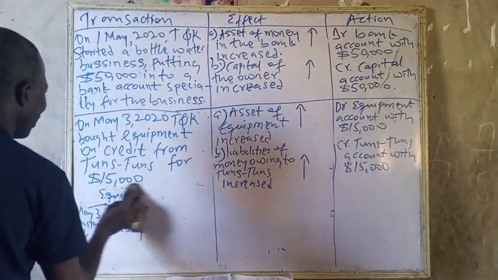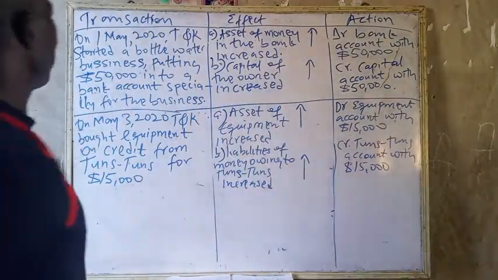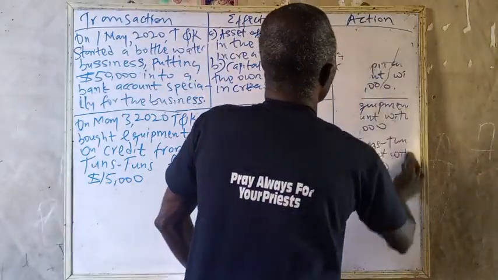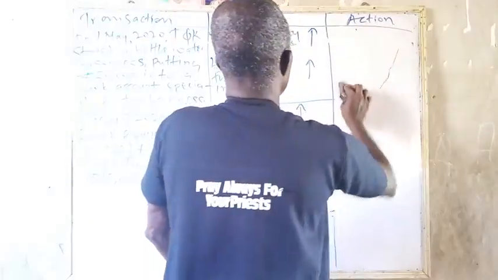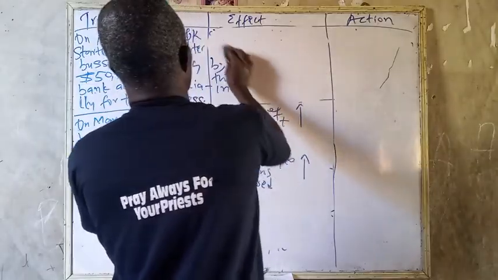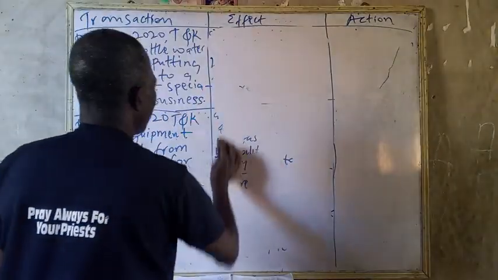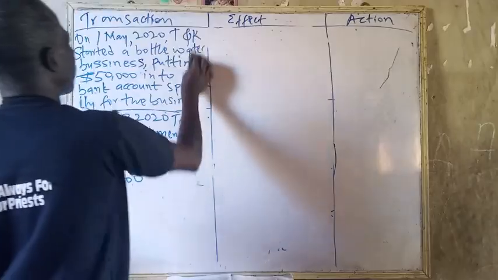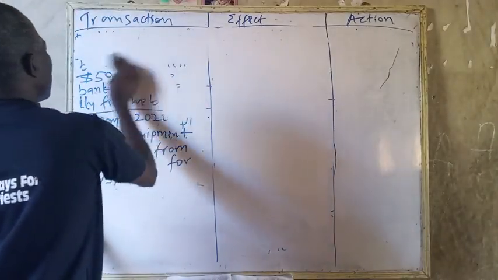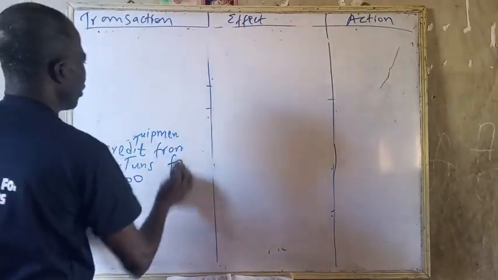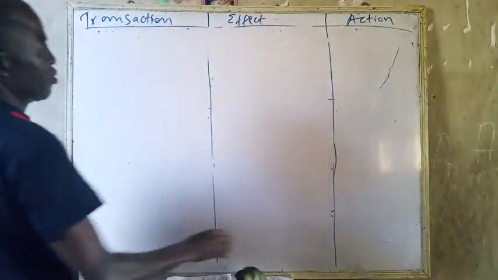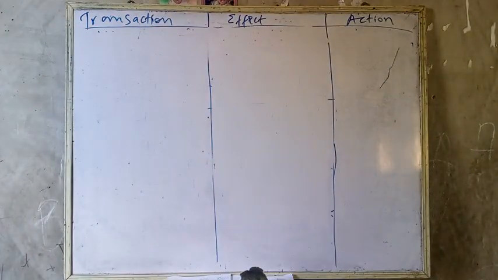So we go to the third example now. But before that, I have to rub off to enable me to have space. We go to the third example. Transaction, effect, and the action to take.